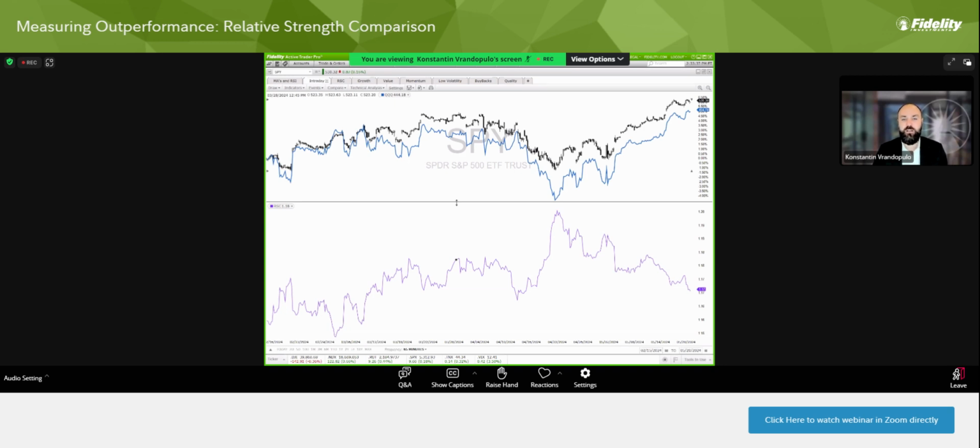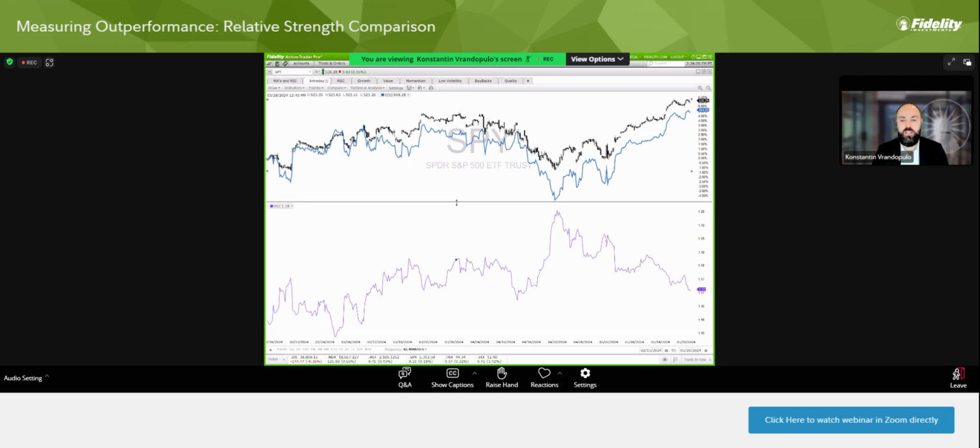It is simply doing a formula continuously. It is taking the price of SPY and dividing it into the price of QQQ, and it comes up with a ratio. Does the actual value of that ratio matter? The answer is no. Well, what matters then, you would ask? What matters is the slope of that ratio's line.